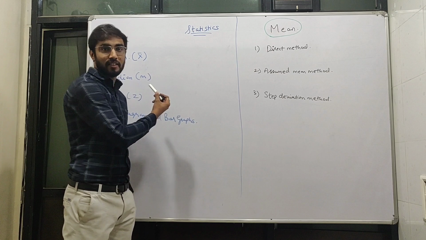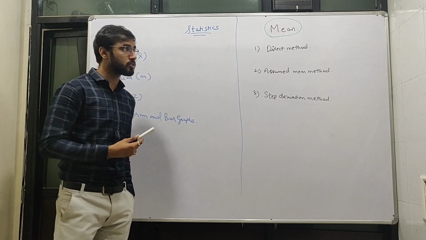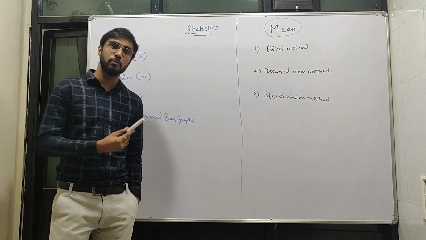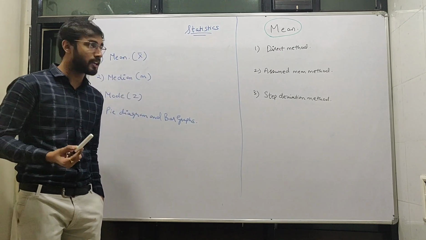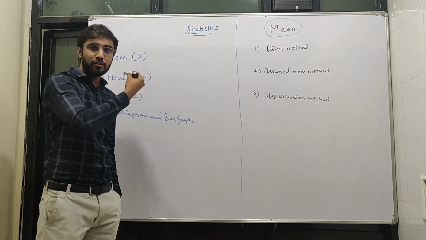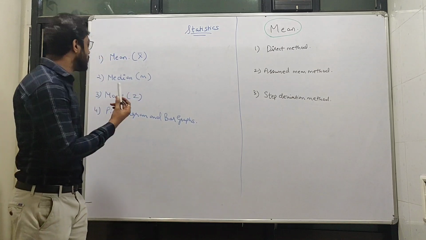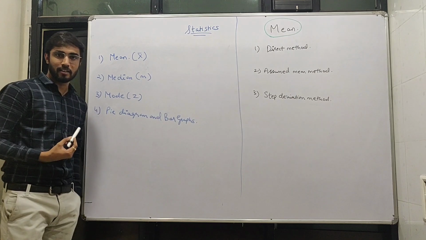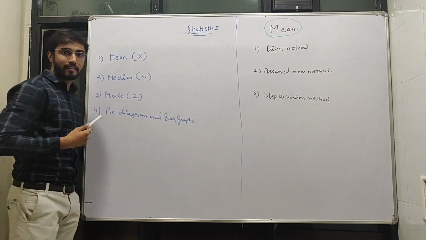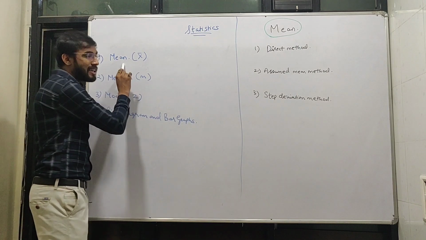So today we'll cover a new topic of statistics here. Statistics in our 10th standard board exams covers somewhat 8 to 10 marks with options. Okay? So the chapter is divided into 4 main parts: mean, median, mode and pie diagram and bar graphs. So today in our first video we'll cover mean.